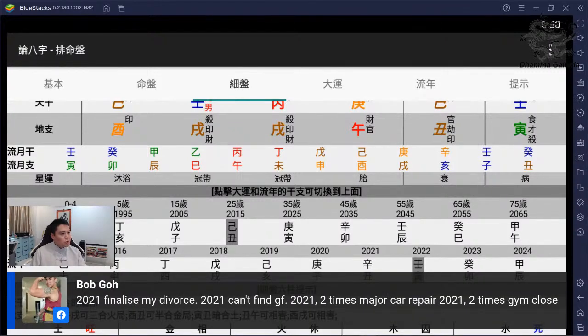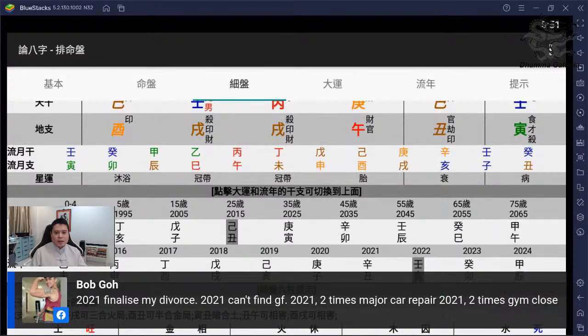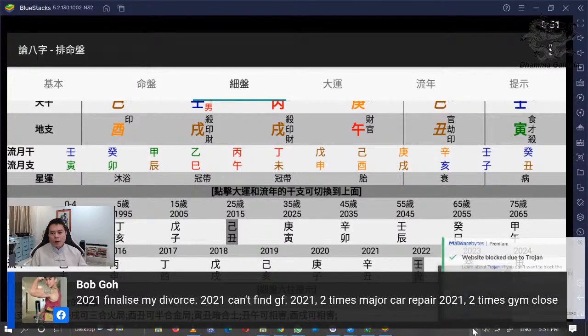Yeah, so in the year 2021, you finalized your divorce, which is true, and has been shown in your birth chart. In 2021 you couldn't find a girlfriend, had two major car repairs, and the gym closed twice. Yes, because it is a very inauspicious year due to the presence of the Chou.